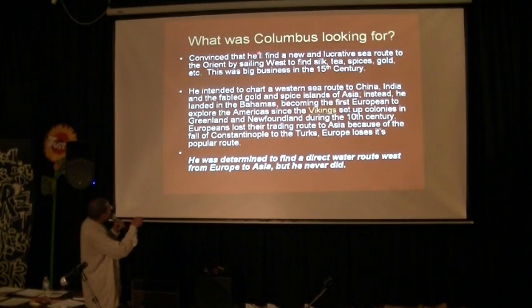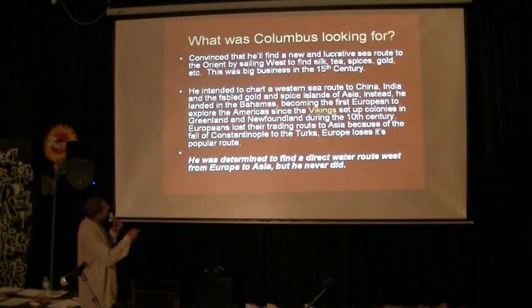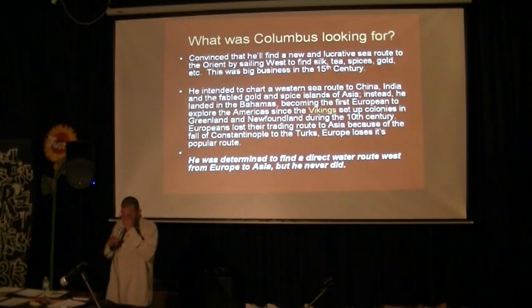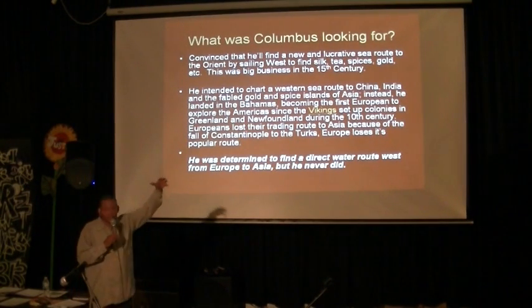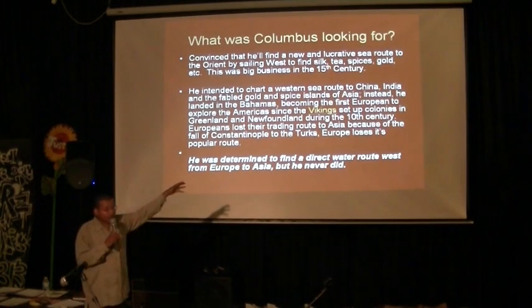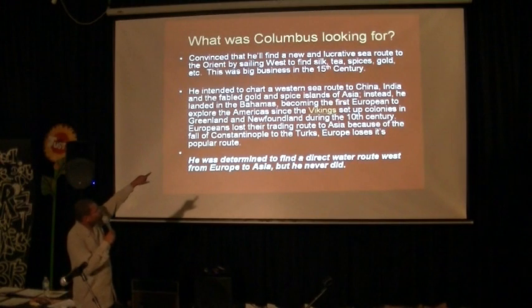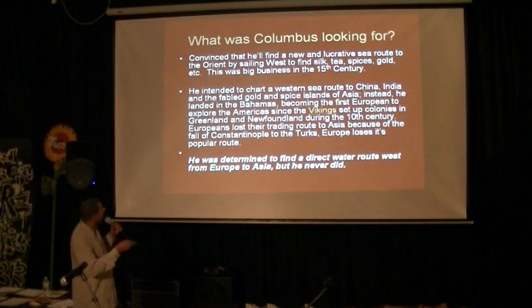All right, now, what was Columbus looking for? He was convinced that he'd find a new and lucrative sea route to the Orient by sailing west to find silk, tea, spices, gold, etc. This was big business in the 15th century. He was trying to find another route to Asia. If you get teas and spices, you can take it to Asia and sell it and make a lot of money. They had lost control of their route because of the fall of Constantinople. And he wanted to go west to go east. He figured he could go west to go east, so he was searching for a route to do this.